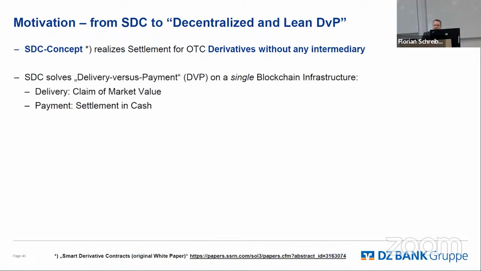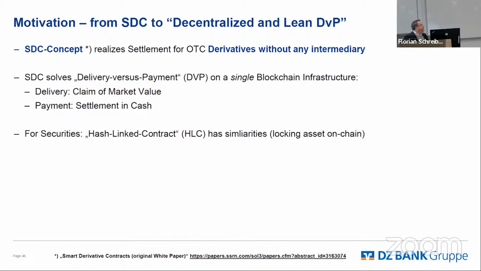So what's the delivery? What's the payment? Well, the delivery is that you have an asset that, due to a market move, generates a claim for a margin call. And the payment is the settlement of this margin call in cash. The nice feature about the SDC is that you can do this on a single blockchain infrastructure because there's just booking of cash. The claim is created by the valuation model.